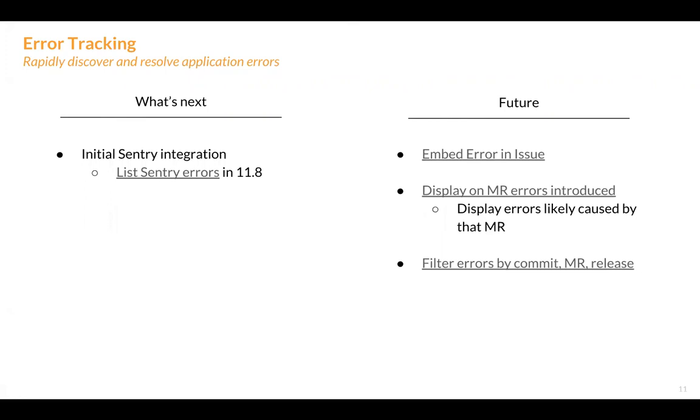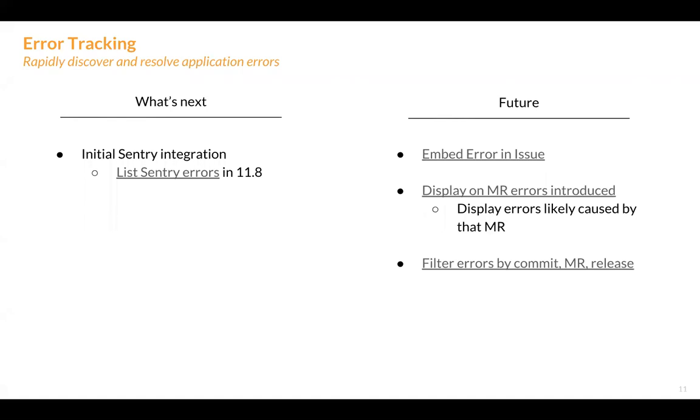In the future, we want to extend this by having that error information surfaced in more contextual places. So for example, if you have an error linked in an issue by URL, or perhaps you opened an issue in GitLab from within Sentry, we can actually embed or unfurl that error's information directly in the issue, and so you have a better idea of what's happening without having to go to a second location.